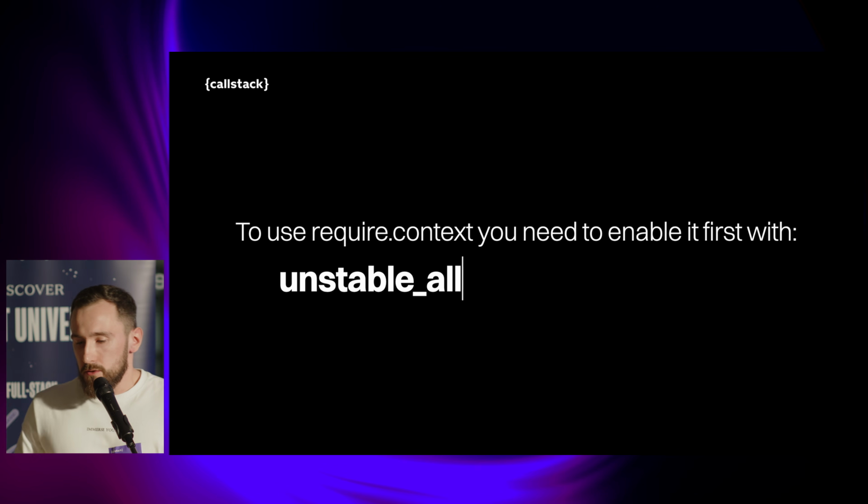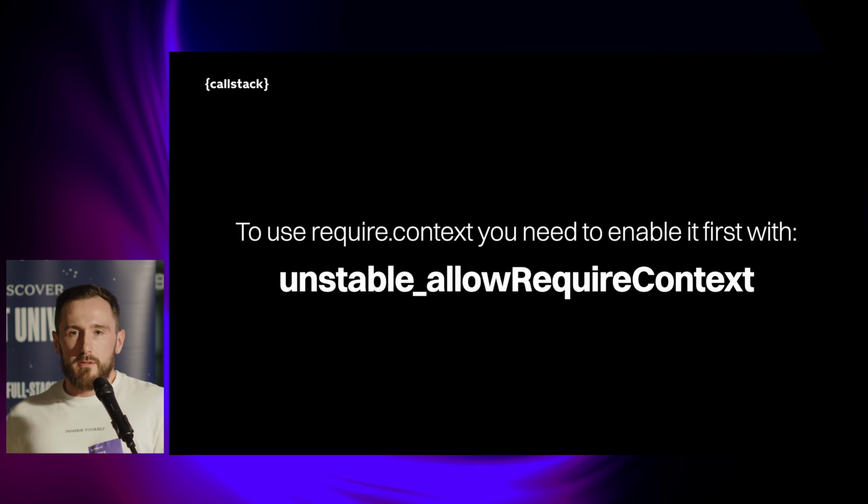All right, so to use this require context, you first need to enable it. It's marked as unstable right now, so you need to put unstable all require context in your Metro config. After that, you are free to call it whenever you like with whatever arguments you like, as long as those are literals, as long as those are static. They cannot be dynamic, which is at this point obvious.